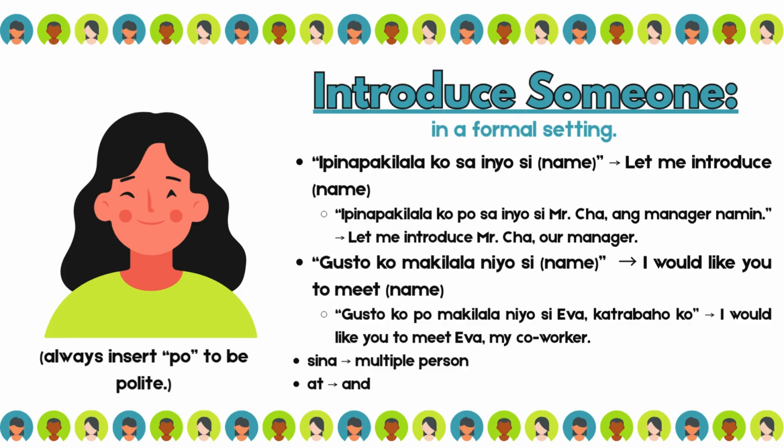Another way to introduce someone formally in Tagalog is by saying, gusto ko po makilala niyo si, or in English it means, I would like you to meet, and then the person's name. So if we're going to use it in a sentence, it would be, gusto ko po makilala niyo si Eva, katrabaho ko. Or it means in English, I would like you to meet Eva, my coworker.